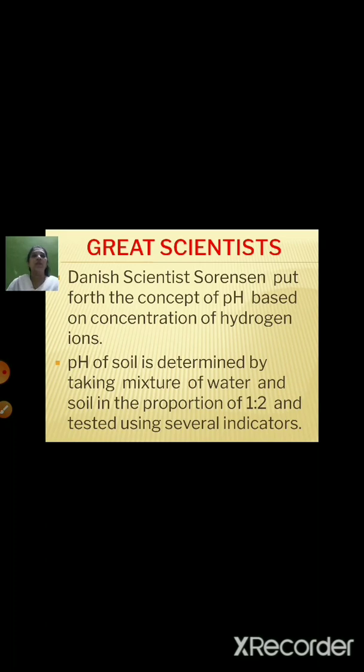Right children? If you want to find out the pH of the soil, you take a mixture of water and soil in the proportion 1:2, and you test it using several indicators. There are different indicators, for example phenolphthalein. Many indicators can be used to find out the pH of the soil. So the scientist Sorensen put forward this concept of pH, which is based on the concentration of hydrogen ions, and the pH of the soil can be determined by taking the mixture of water and soil in the proportion 1:2 and testing it using several indicators.